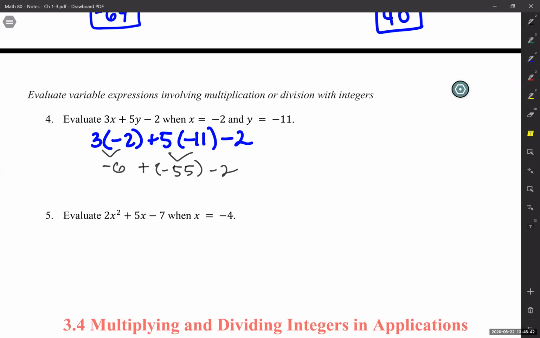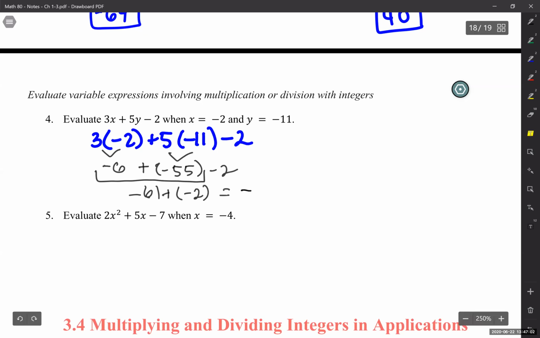So I'm going to do addition and subtraction from left to right. I have -6 plus -55. Those are the same sign. So I get -61. And then finally minus 2 becomes plus a -2, which is -63.